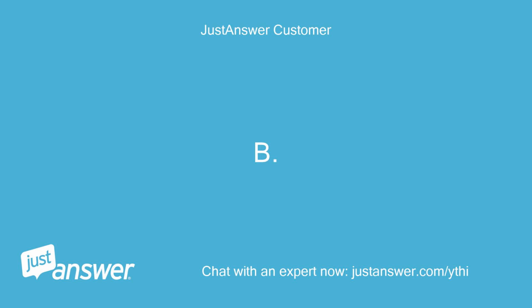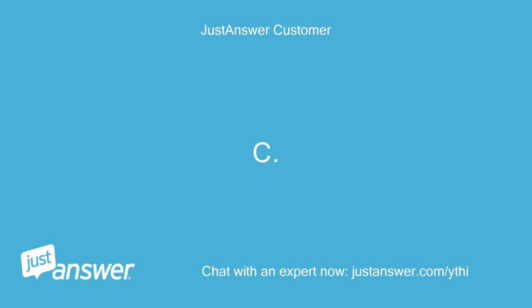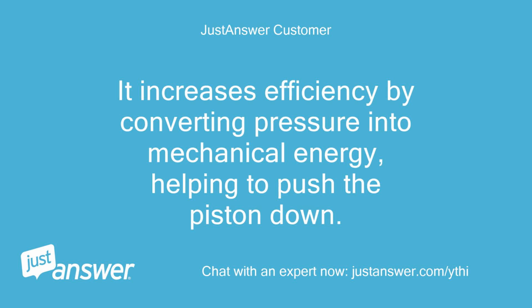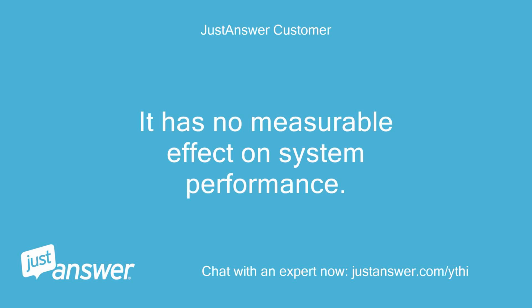B. It makes the refrigerant colder because it's expanded more than once. C. It increases efficiency by converting pressure into mechanical energy, helping to push the piston down. D. It has no measurable effect on system performance.